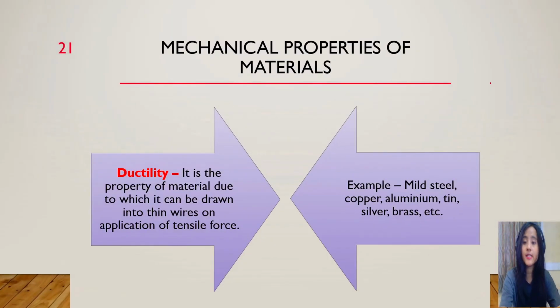Next, we have ductility. In ductility, the material can be drawn into thin wires. When we put a force on a material, and it can be drawn into thin wires after hammering, then that material is supposed to have a very good ductility property. The examples are again mild steel, copper, aluminium, gold. So these are examples of ductility.